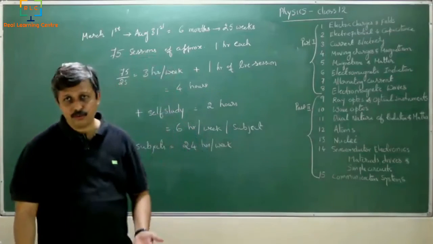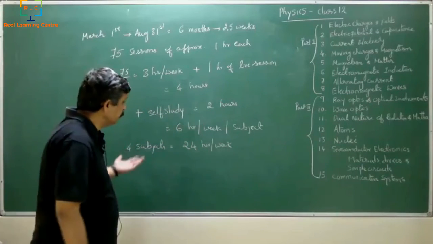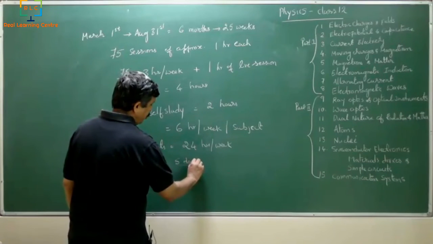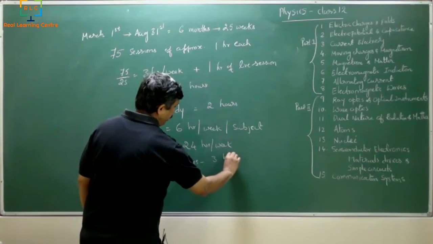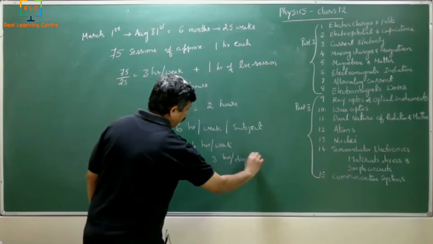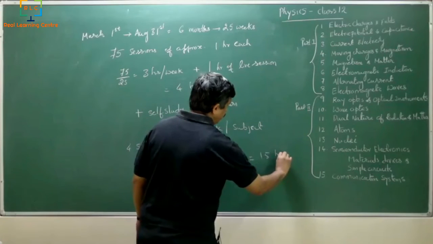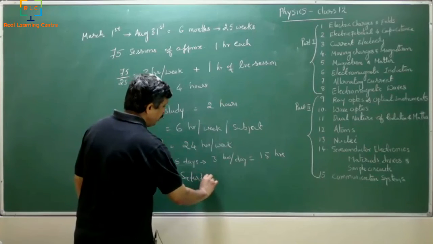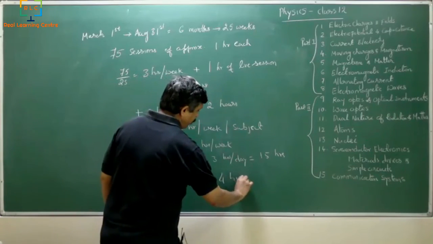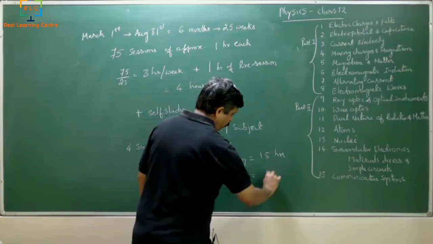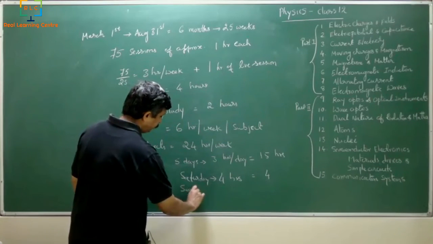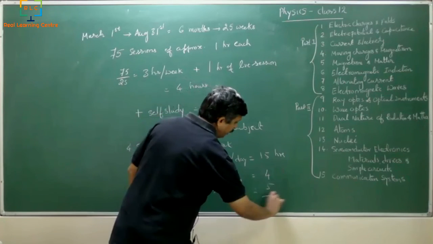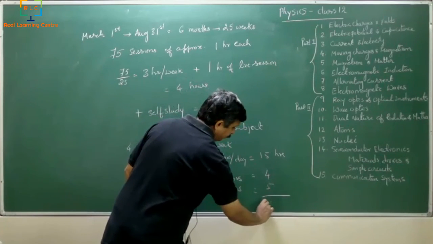So you probably have to do something like 3 hours per day for 5 days, which is equal to 15 hours. Okay, and Saturday probably you are able to get about 4 hours, and Sunday you can get 5 hours. So totally we'll get 24 hours.